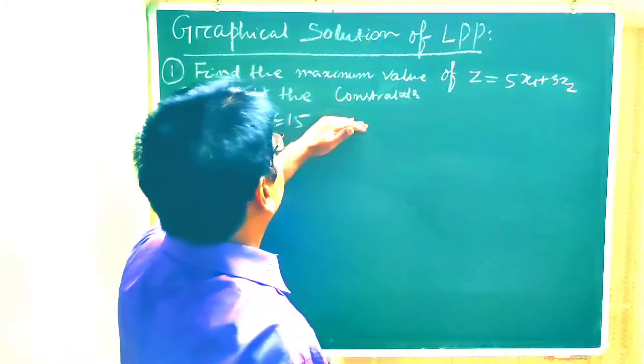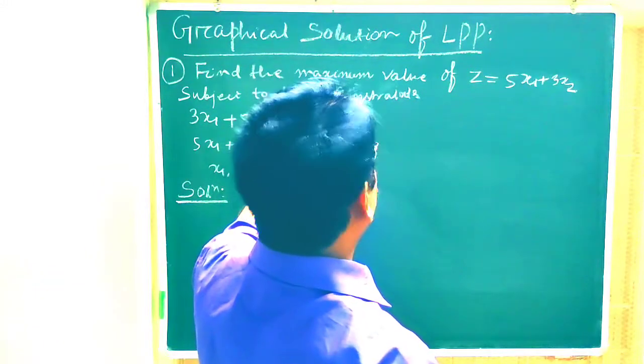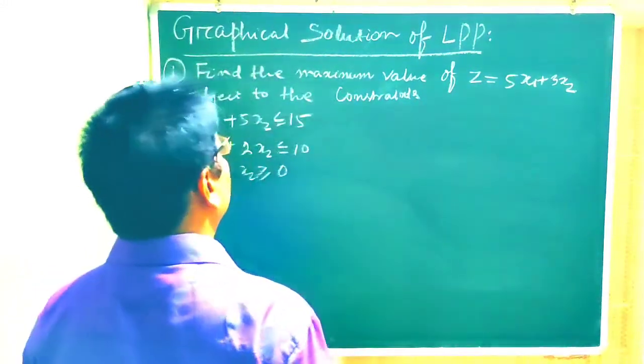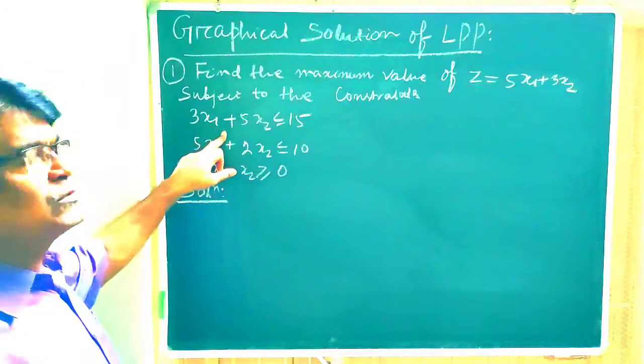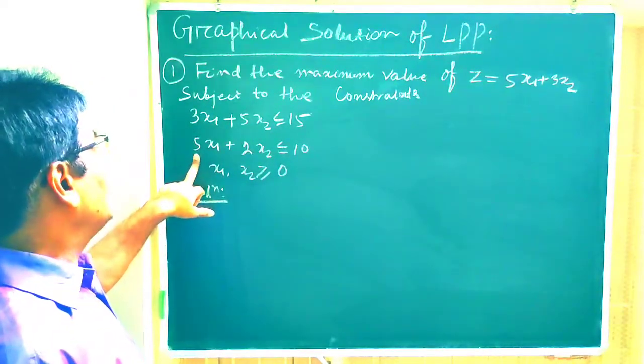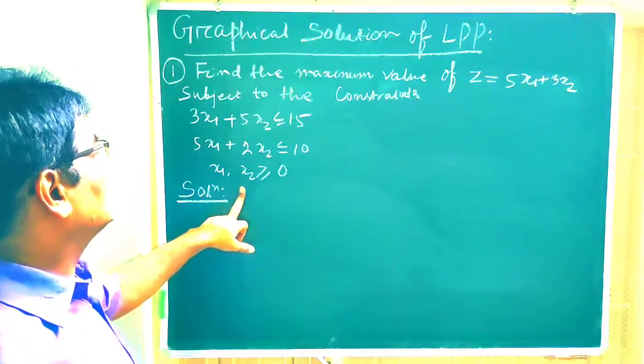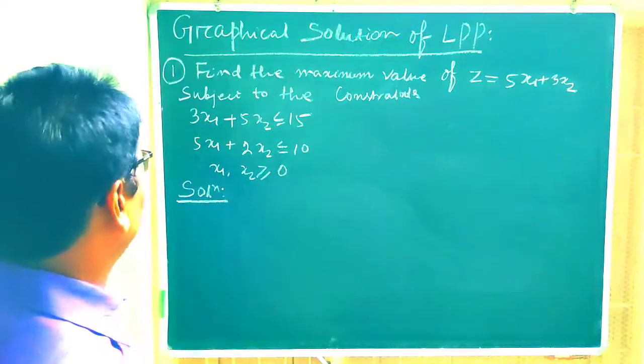Find the maximum value of z is equal to 5x1 plus 3x2 subject to the constraints 3x1 plus 5x2 less than or equal to 15, 5x1 plus 2x2 less than or equal to 10, x1, x2 greater than or equal to 0.